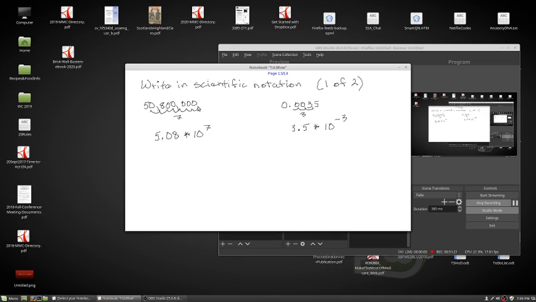Okay, so remember we count the number of times. 1, 2, 3, 4, 5, 6, 7. We're going to move the decimal point over 7 times, and we end up with 5.08 times, and because we move 7 times, it's 10 to the 7th power.